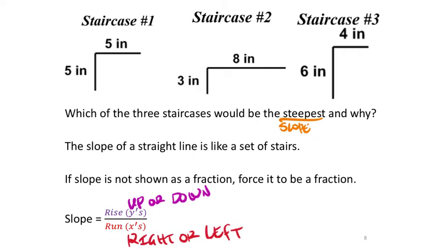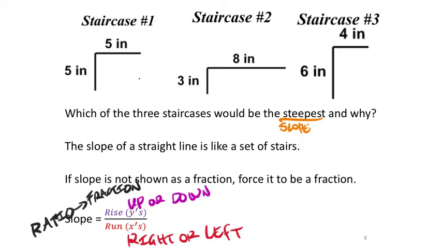Rise over run, it's a ratio, okay? And we'll need to remember that it is a ratio. So this means for me that we're going to be seeing this as a fraction quite a bit. All right, so up here it says, which of the three staircases is the steepest? So we're looking for the greatest slope on these.